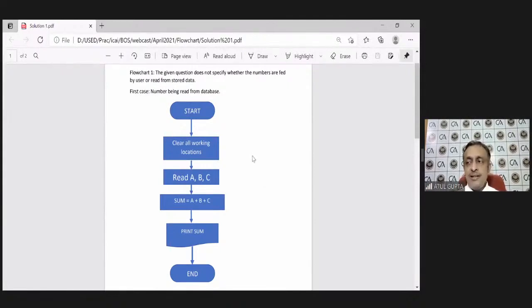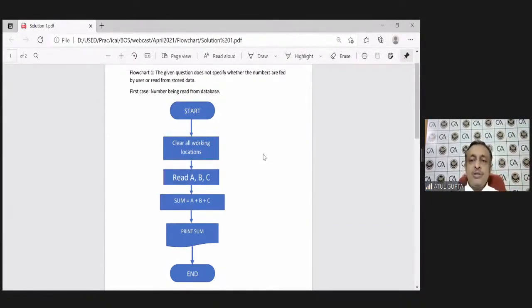Then this flowchart is basically reading the 3 numbers from the database, that is read A, B, C. Then the next process is sum of the numbers A, B, C. Then the print symbol, and then end. This is a very simple flowchart, but it had a twist: we need to be very clear how the input is called for. A flowchart defines an input, a process, and an output. So it's very important to understand these 3 parameters for any flowchart. I kept the question open-ended so that we can discuss why this idea is so important.